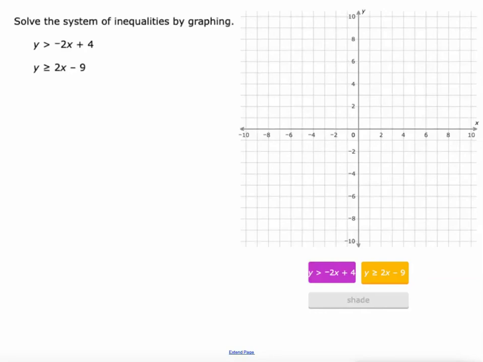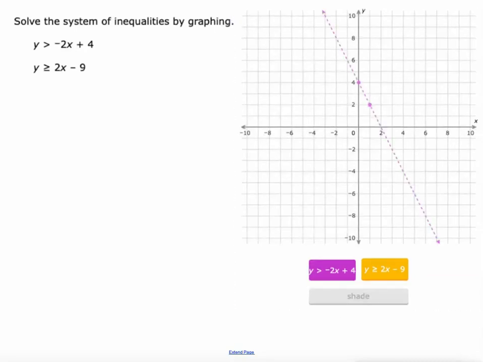All right, a couple things here. Number one, I've got a greater than sign and I've got a greater than or equal to sign. That means I'm going to have a dotted line and I'm going to have a solid line. Here we go. So this purple line here is going to have a y-intercept of 4 and a slope of -2. That looks like this. Y-intercept of 4, slope is down 2, right 1. Dotted line because it's not or equal to. It's just greater than. So the points on that line are not solutions to that linear inequality.